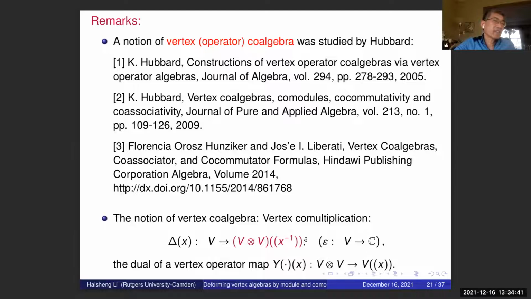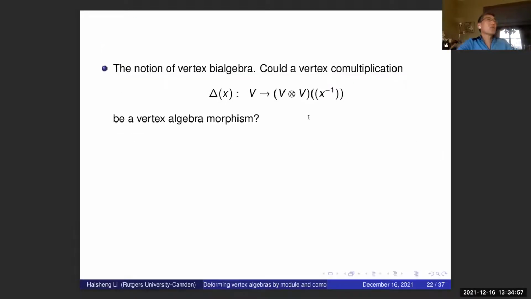For this set in purple, actually, how can you give this space a reasonable vertex algebra structure, make this a homomorphism, kind of minimal homomorphism? Okay, so that's the question. The next thing: can we make vertex co-multiplication a vertex algebra morphism? Because we want to think about bialgebra. If we use that to do, it seems pretty tough actually.